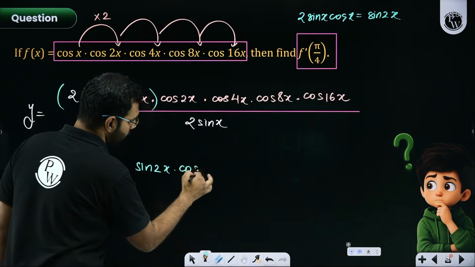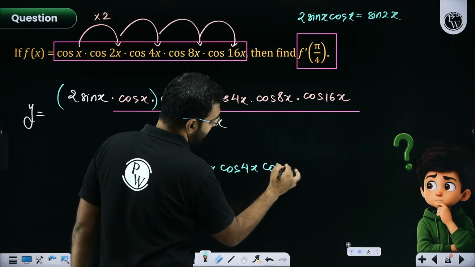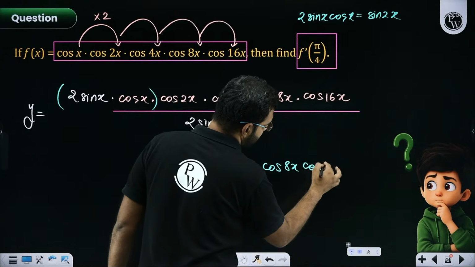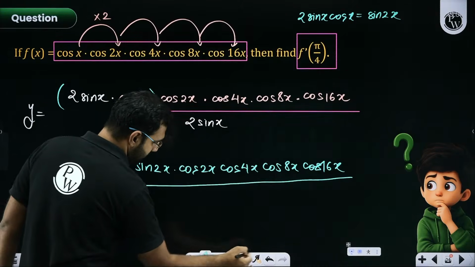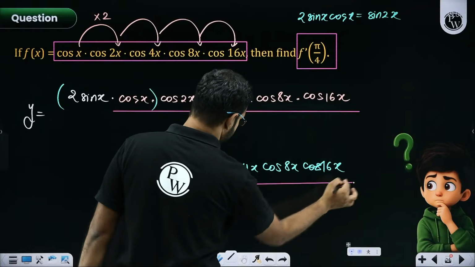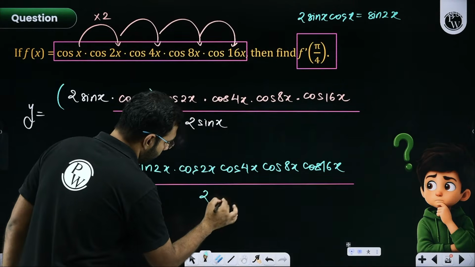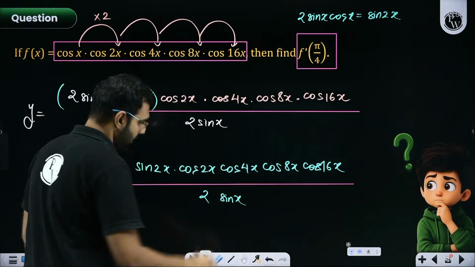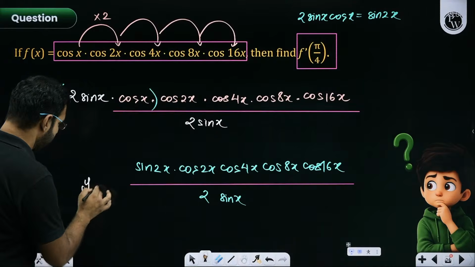Then you have cos 2x, then cos 4x, then cos 8x, then cos 16x, and so on. And then this result is getting divided by 2 sin x. Got this, everyone? And that's your y, by the way.